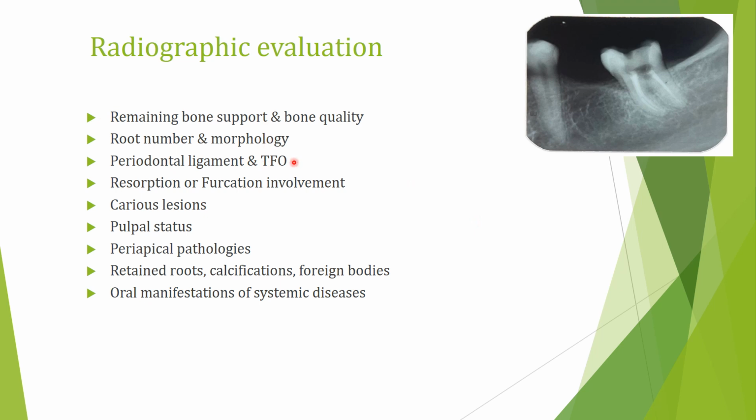The periodontal ligament and any signs of TFO have to be checked properly, because abutment teeth are very important. The periodontium has to be perfectly all right. For resorption or furcation involvement, if there's a furcation involvement here, then the treatment is probably going to fail, and the tooth is probably mobile, so we're not going to do a tooth preparation in such cases.